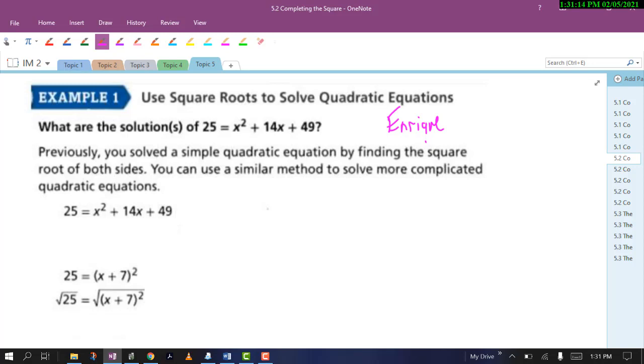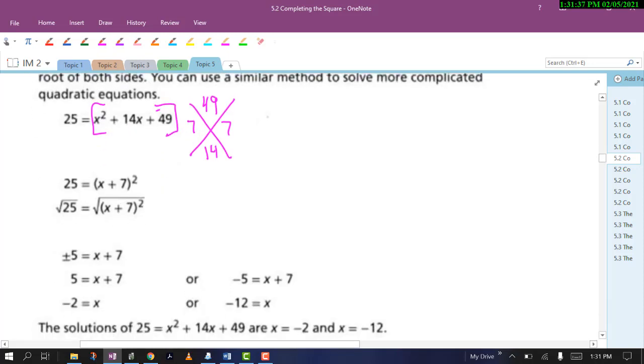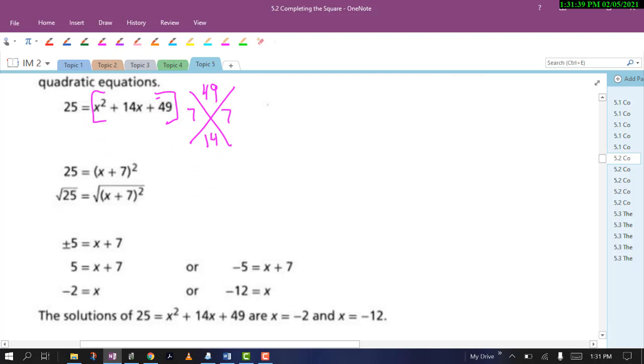So again, x squared plus 14x plus 49, product of 49, sum 14. The two numbers have to be 7 and 7, or (x plus 7) squared. When we do these, this should factor into a perfect square. And it did here, (x plus 7) squared. Then we take the square root, because we want to get rid of that squared. And we have plus or minus 5 equals x plus 7.